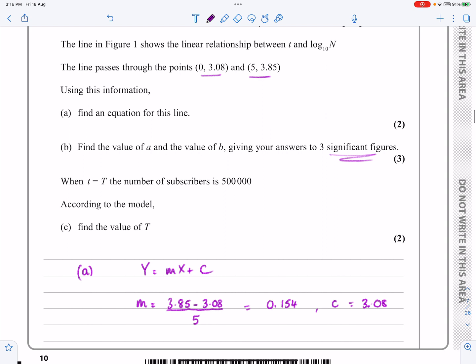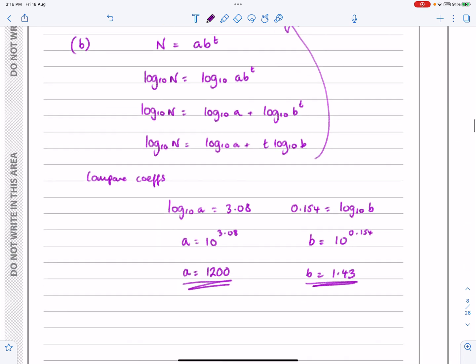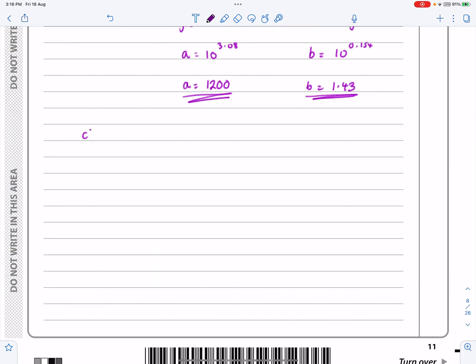On to the last part then. It says when T equals T, capital T, the number of subscribers is 500,000. Okay, see if we can find the value of T. Right, that's nice and simple. We're just basically substituting into our model, aren't we?